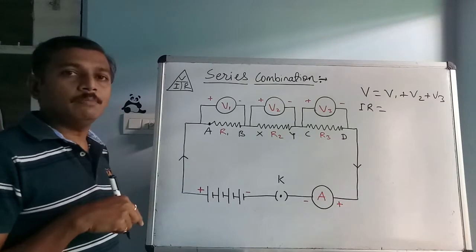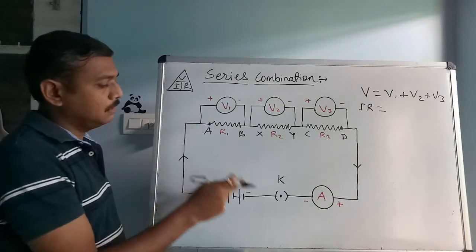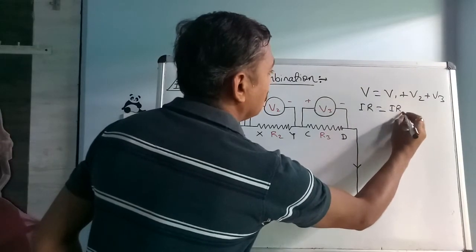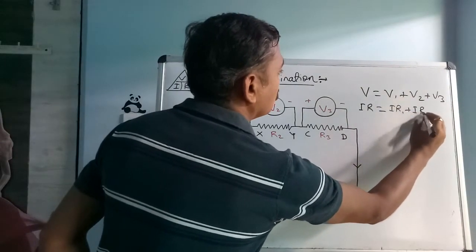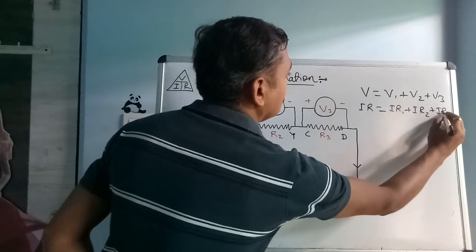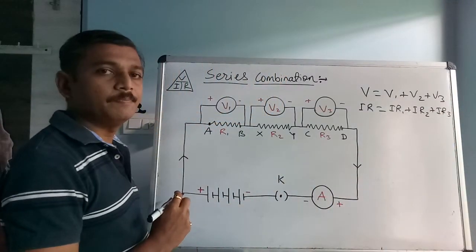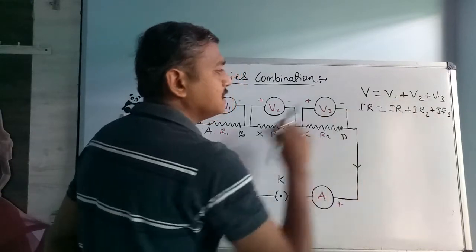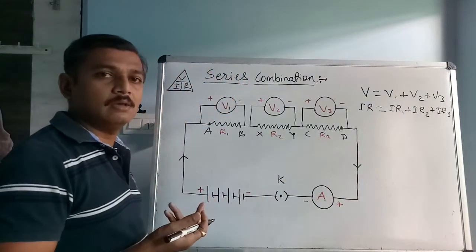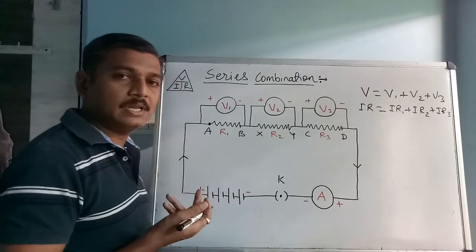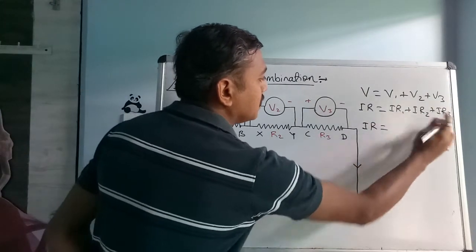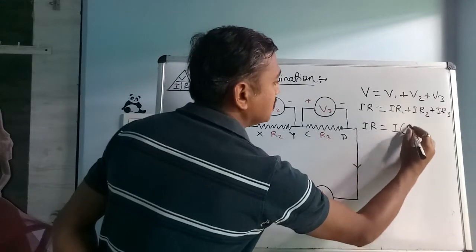So V1 will be I R1. So I can put here I R1 plus I R2 plus I R3. Got it? Now, if you can see on left hand side and right hand side, there is I, which can be taken as common. So IR is equal to, I can take I common from these three terms, so this will become like this.